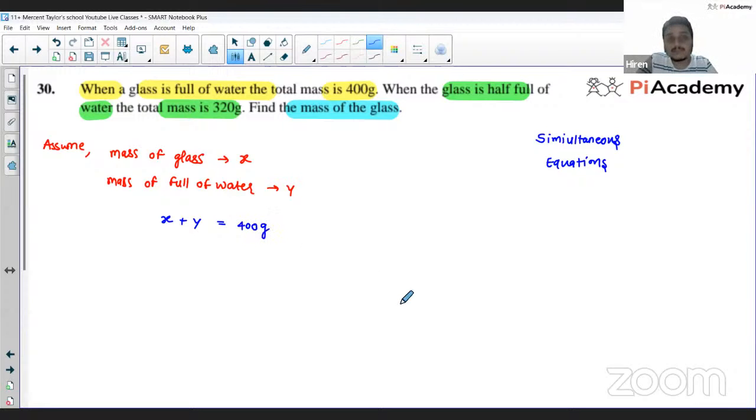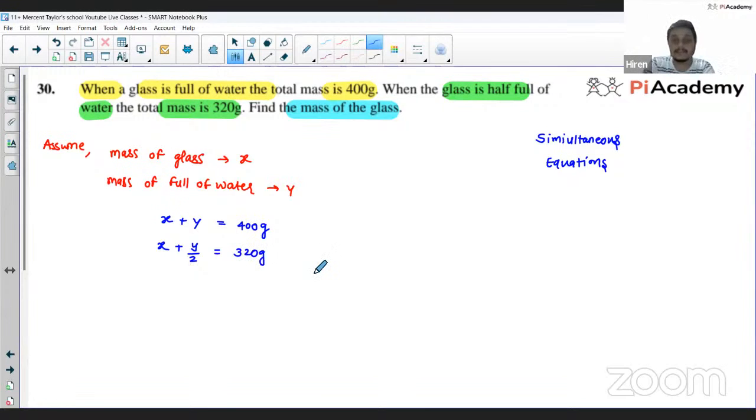Now the next thing: when the glass is half full, it has half a glass of water, but still the glass mass will remain there. So the next equation is going to be X plus Y by 2, the reason being it's half full this time. So that's why it's Y by 2, and the mass is 320 grams.